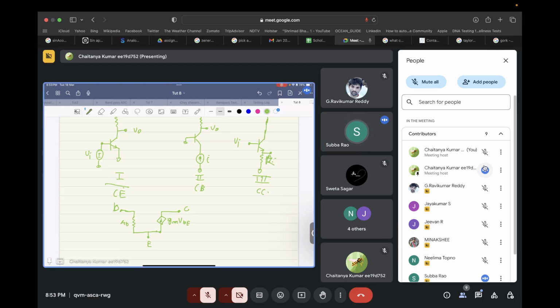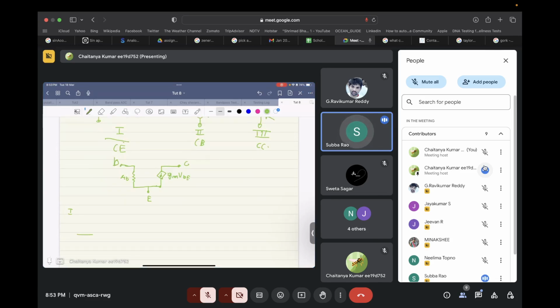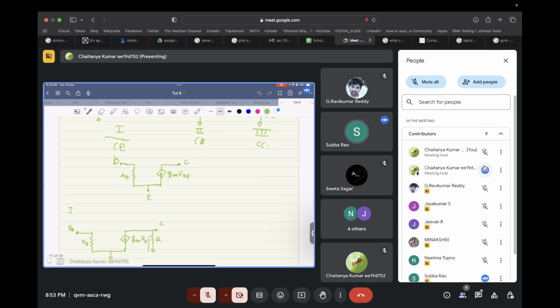So if I replace the model in all three circuits, how will the first circuit look? RB, we have VB, and the emitter is grounded. This is GM times VB, since the emitter is 0. This is the collector, and there is some resistance over here.